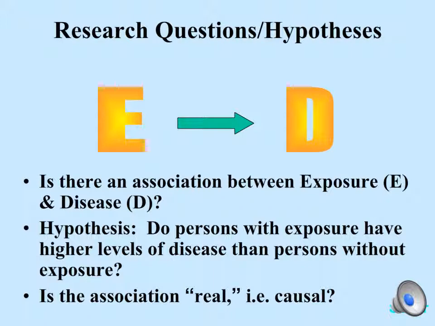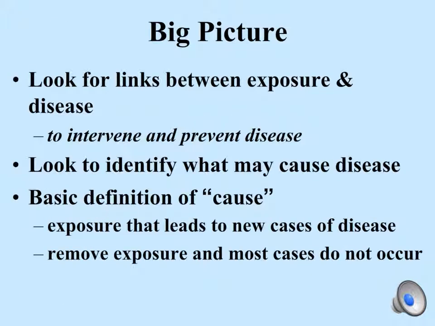So we ask, is there an association between exposure and disease? And finally, once we ascertain that there is an exposure, the difficult part becomes, is the association real or causal? The big picture is that we look for links in order to be able to intervene and prevent disease. And we need to think about the basic definition of a cause. Exposure must lead to new cases of disease. And if we remove the exposure, most cases don't occur.